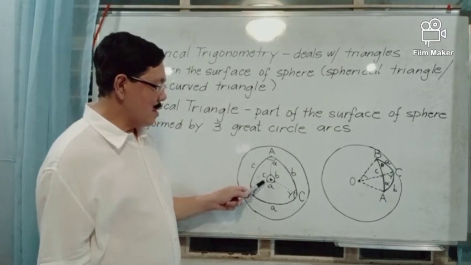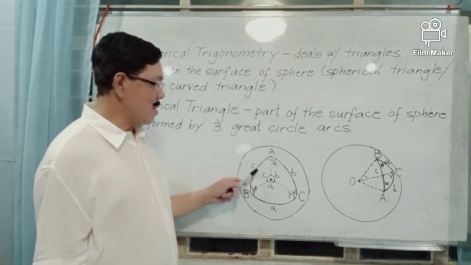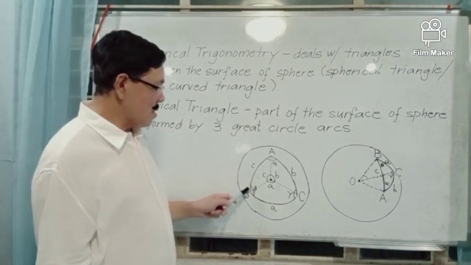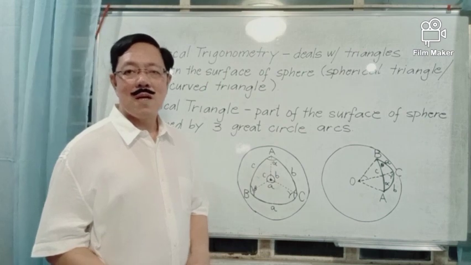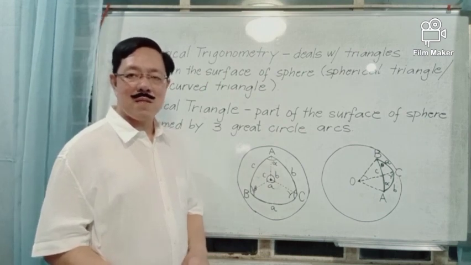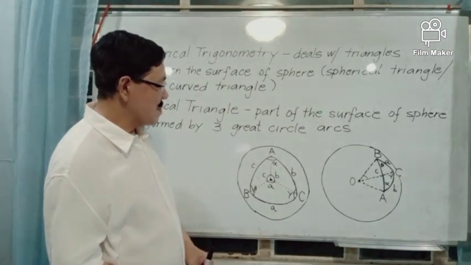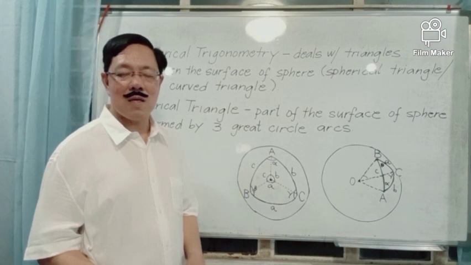It is given by this angle, small letter c. The angle small letter c is the length of the side C, small c. It is the length of the arc AB. Now there is a basic relationship among the three surface angles of a spherical triangle.